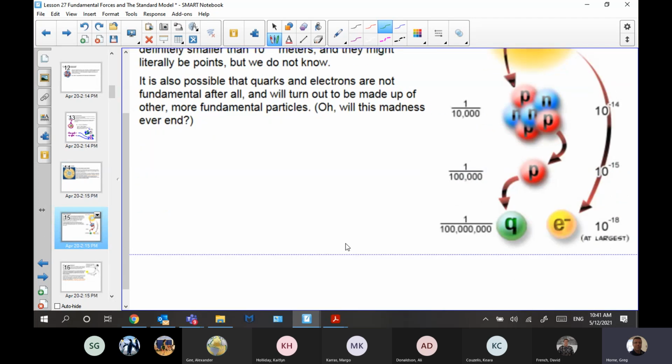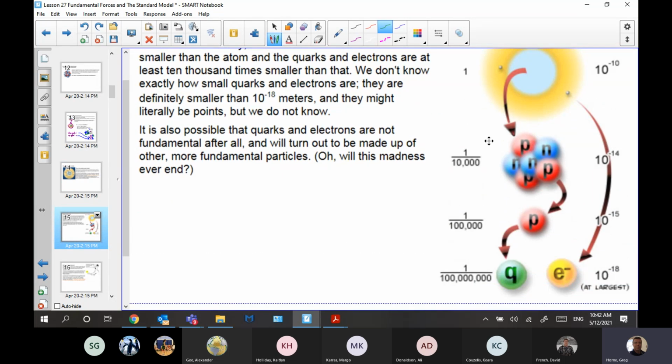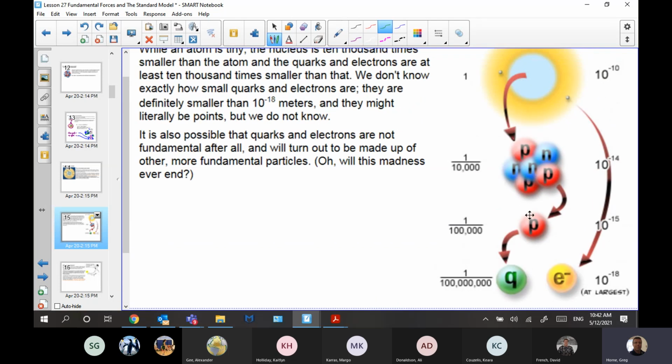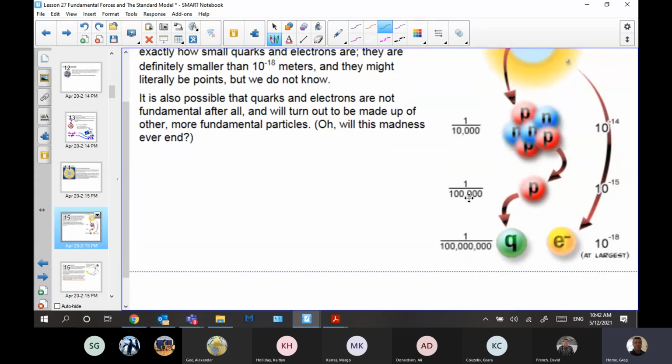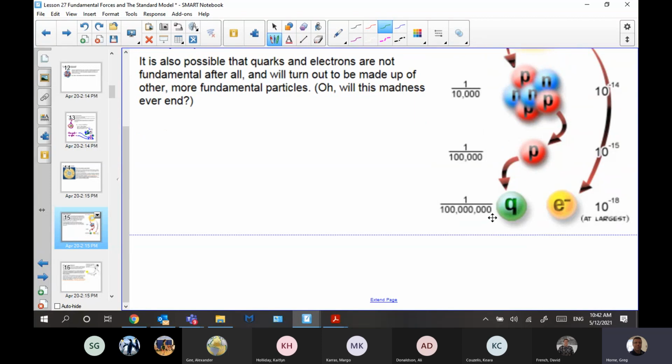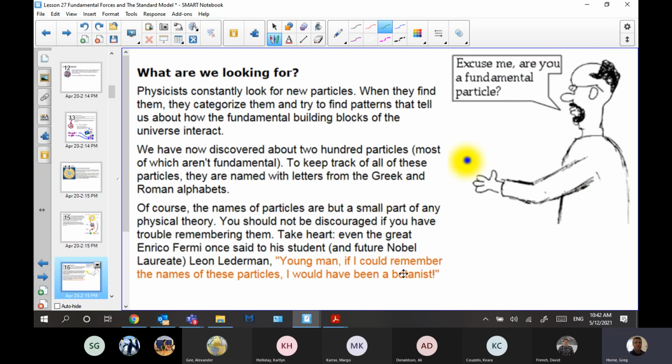So the scale of the atom, like we're looking at the atom down to the nucleus, down to individual protons, down to individual quarks. Notice we're dividing by like 10,000 and then dividing by 10,000 again, and then dividing by 100,000. We're talking really, really small scale stuff. Okay. So we're constantly looking for new particles, trying to see if a quark is really on its own as a fundamental bit, or whether it's made up of other stuff. That's what this slide is about, right?